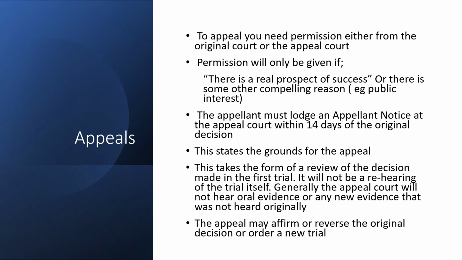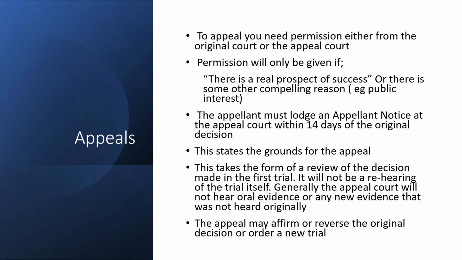So to appeal then, you need permission from either the original court or appeal court, and this is called leave to appeal. Now permission is only given if there's a real prospect of success or there is another compelling reason, for example public interest. Now the appellant must lodge an appellant's notice at the appeal court within 14 days of the original decision, and this states the grounds for appeal.